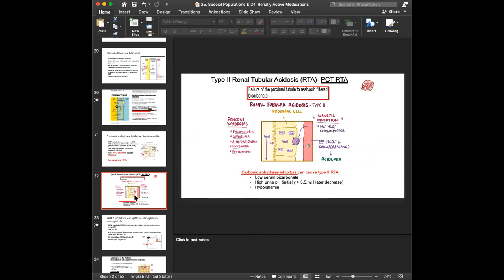Okay, just to look at it again, type 2 renal tubular acidosis is failure of the proximal tubule to reabsorb the filtered bicarb. So we're going to have acidemia with low serum bicarb, but we've got a high urine pH with low potassium.